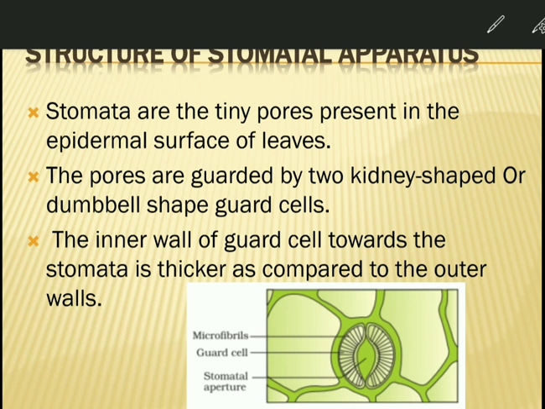So now in the structure of stomata, the inner wall of the guard cell is thick, while the outer wall of the guard cell is thin and permeable. In the guard cell, the nucleus and cytoplasm are present at the periphery, while the center is occupied with the vacuole. So these are the structure of guard cell.